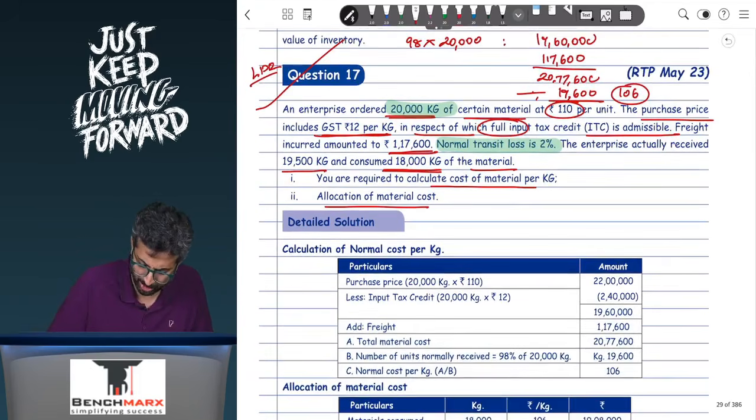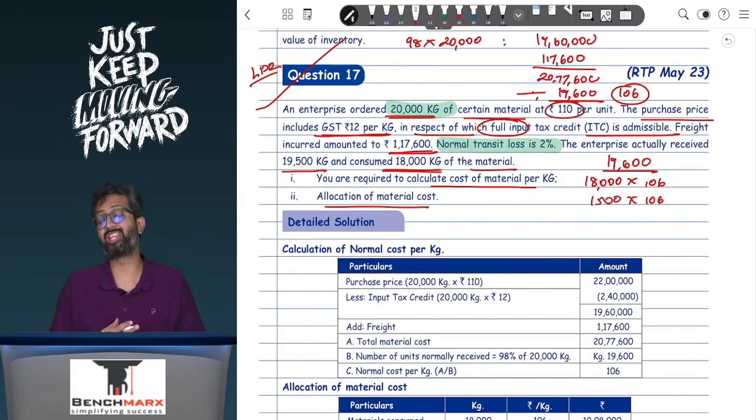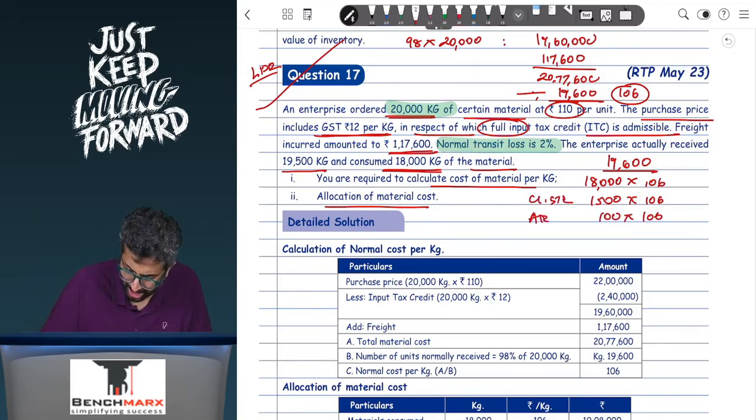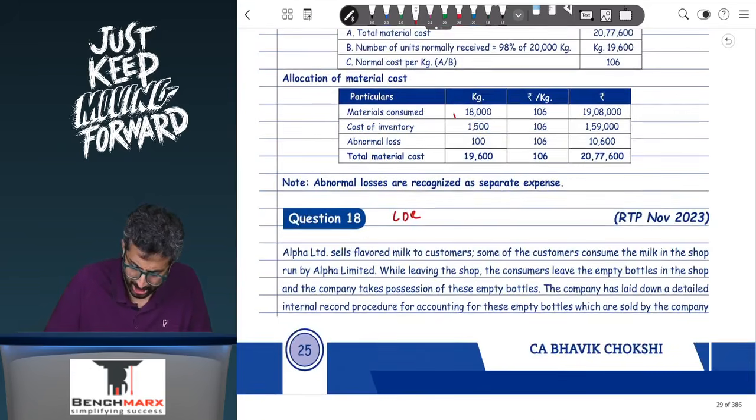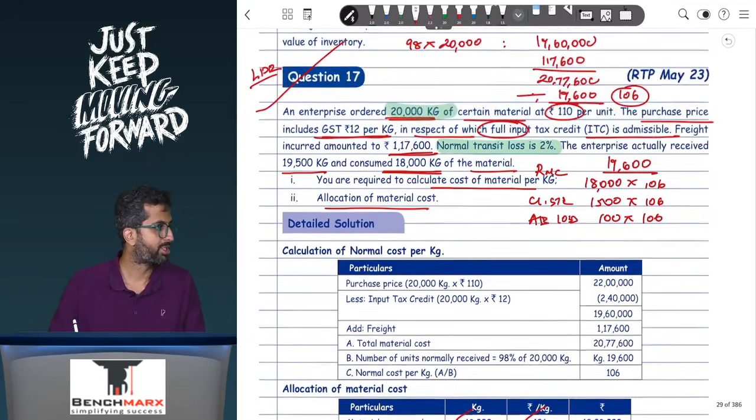And allocation of material cost. So we will say out of the material cost, 19,600 was my normal output, out of which 18,000 is consumed. So as a part of raw material consumed, 18,000 into 106. There is 1,500 of this in my closing stock. Why? Because 18,000 is consumed, 19,500 was received, and hence 1,500 is in closing stock. Whereas 100 was abnormal loss, and hence this is my allocation. This is my RMC, raw materials consumed. This would be 18,000 into 106, cost of inventory 1,500 into 106, and abnormal loss 100 into 106. It's a good question. So this is question number 17.